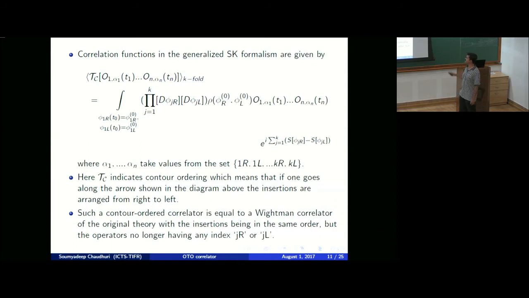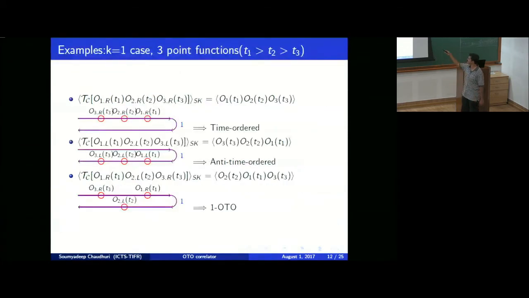And the way to connect these contour correlators with the correlation functions in your original theory is that the contour ordered correlators are equal to the corresponding Feynman correlators, by just keeping the order of the insertions the same but dropping the indices on the O's. These alpha 1, alpha 2, ..., alpha n can take values over these 2k legs, and you just drop those when you calculate the Feynman correlator. So that's the formalism, and here I have shown three examples: time ordered, anti-time ordered, and one OTO correlators.